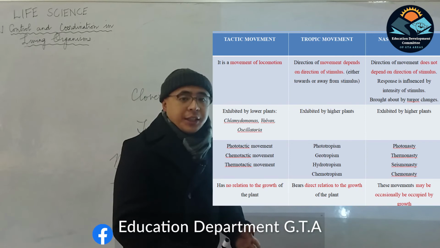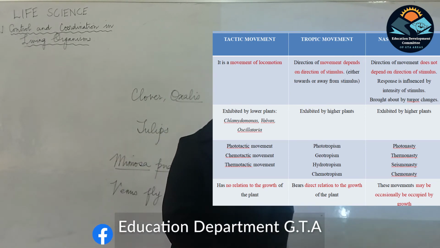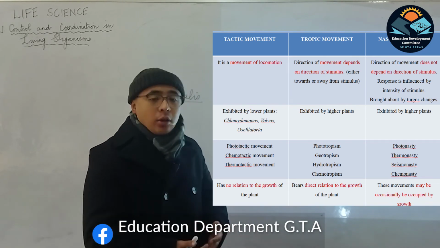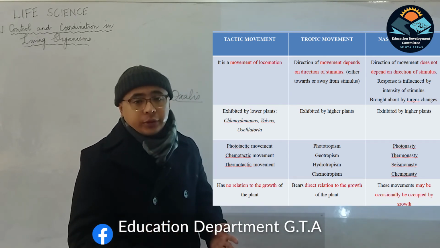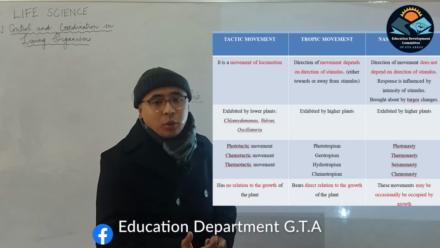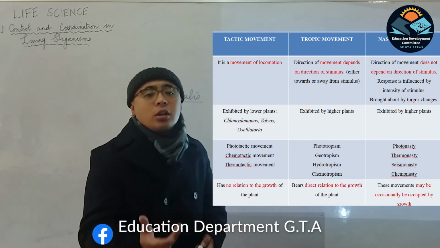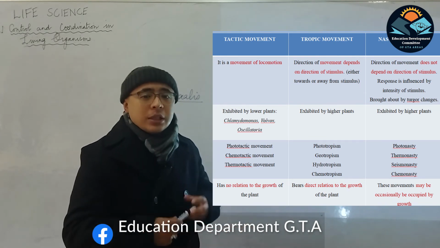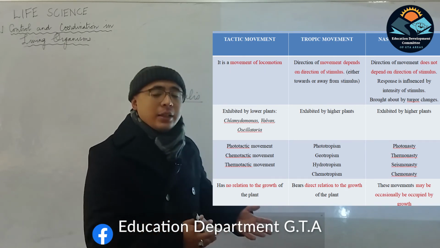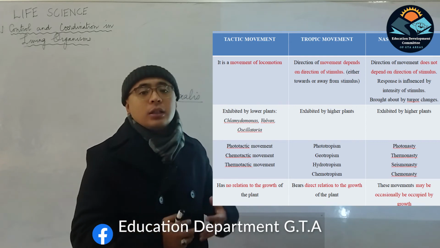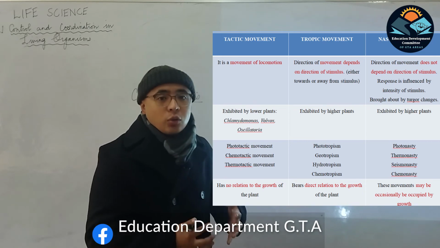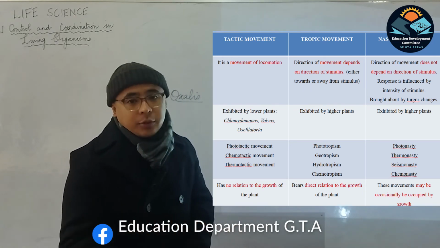Now last but not least, we are going to discuss Nastic movement. Nastic movement, like tropic movement, is a movement of curvature. It is not a movement of locomotion. However, unlike tropic movement, in Nastic movement the direction of the response does not depend on the direction of the stimulus, which means that regardless of where the stimulus is arising, if the plant is sensitive to that stimulus, it will generate a response. And more importantly, the intensity of the stimulus will influence the intensity of the response.